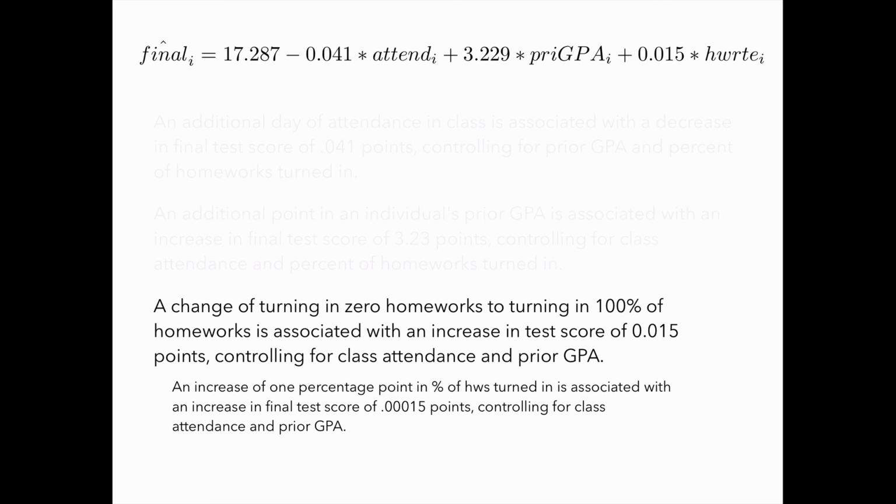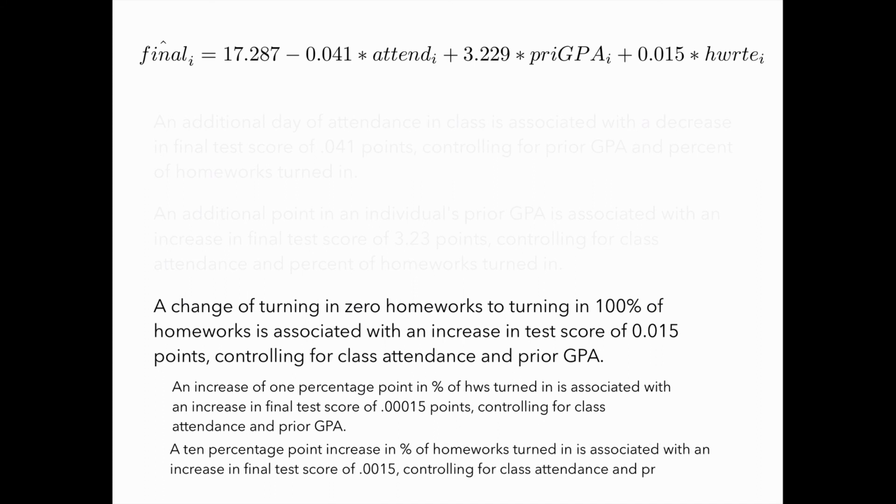Alternatively, we could translate this into a 10 percentage point change and say that a 10 percentage point increase in percent of homeworks turned in is associated with an increase in final test score of 0.0015, controlling for class attendance and prior GPA. Again, all three of these interpretations are both correct and equivalent.